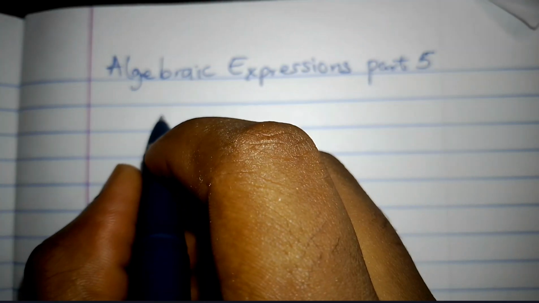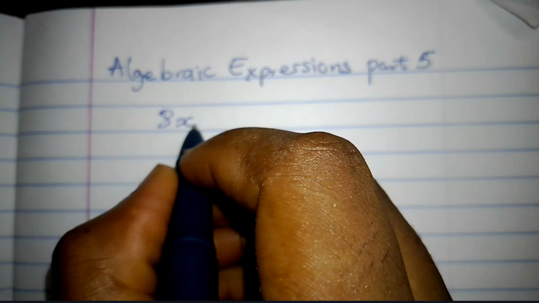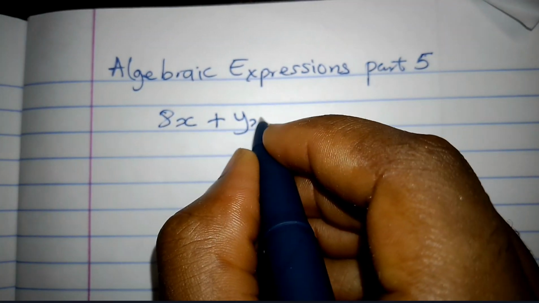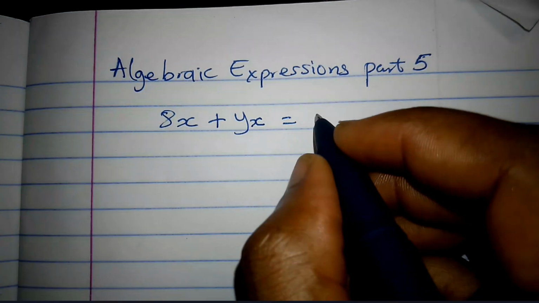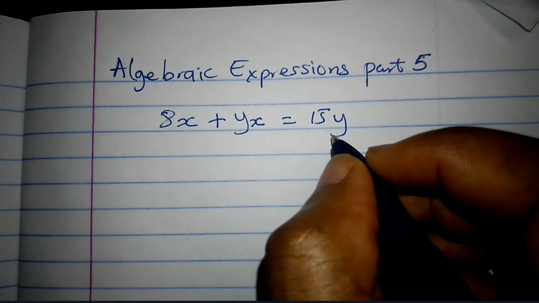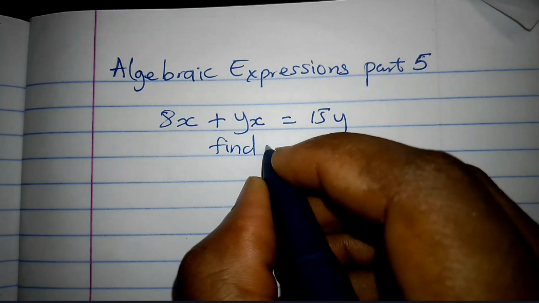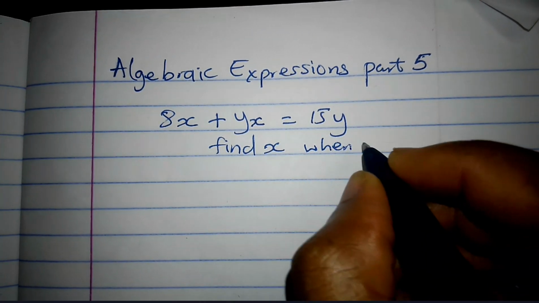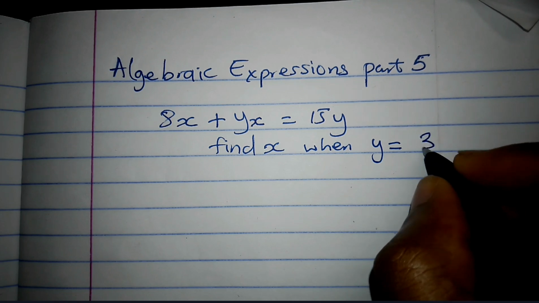Let's say we have 8x plus yx is equals to 15y. Find x when y is equals to 3.